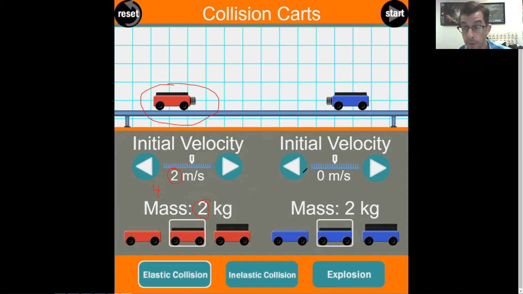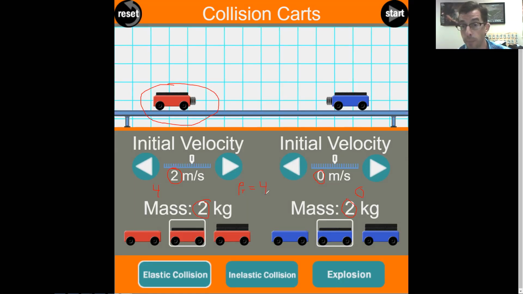What about the momentum of the blue cart? It has a mass of 2 and a velocity of 0, and therefore its momentum is 0. So before the collision, my total momentum, given as P total, with the t as a subscript, is 4 plus 0, otherwise known as 4. So before the collision, the total momentum of my system is 4.